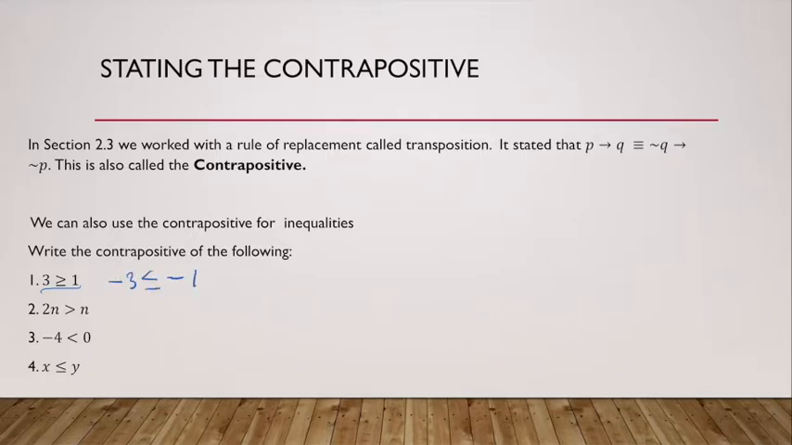If I have 2n is greater than n, I have that negative 2n is less than n. If I have negative 4 is less than 0, that means that a positive 4 is greater than 0. And if I have x is less than or equal to y, that means x is greater than y. Sorry, greater than y. When you flip it, you lose the equals sign.